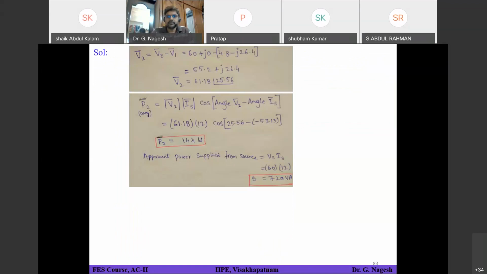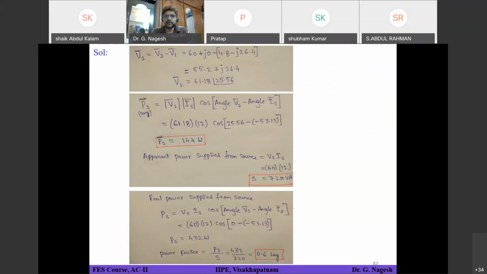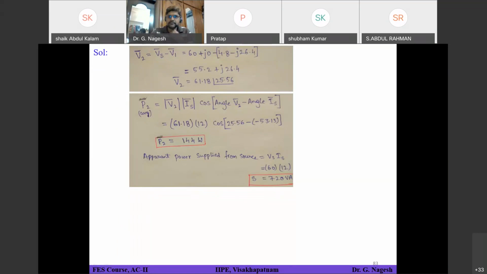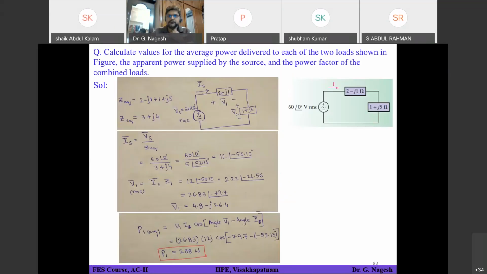Okay, and obviously the total power is the sum of those two, or you can use this formula also: Vs into Is into cos of angle of Vs minus angle of Is. So we got 432 watts, and power factor 0.8 lagging. Right. Then there was a discussion on how to cross check, or whether there is any methodology to find that average power.